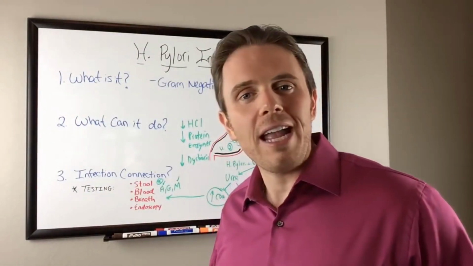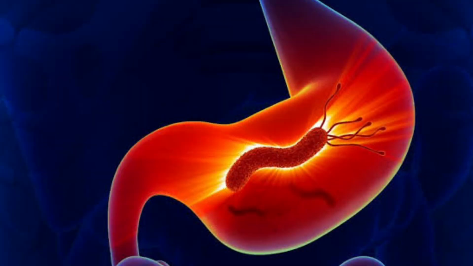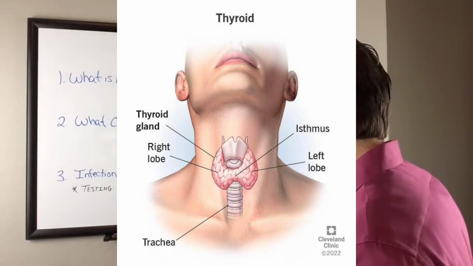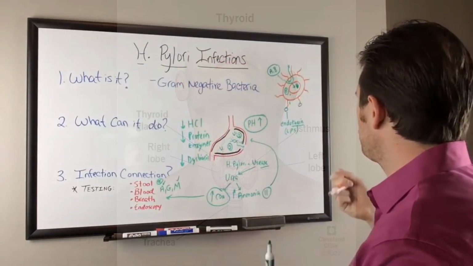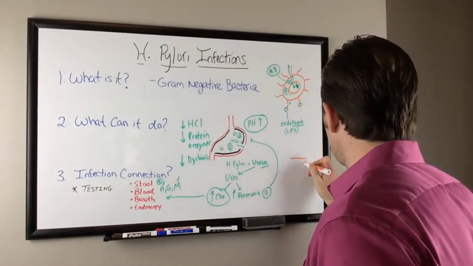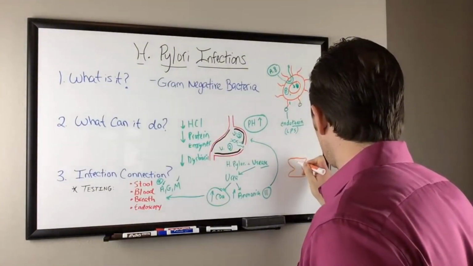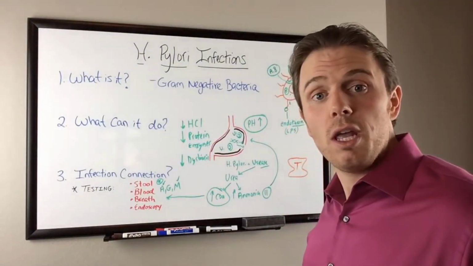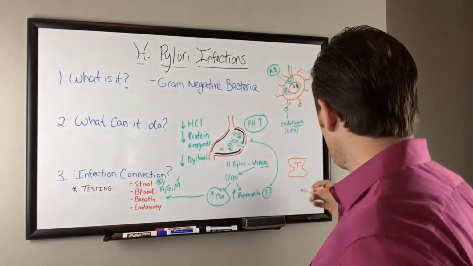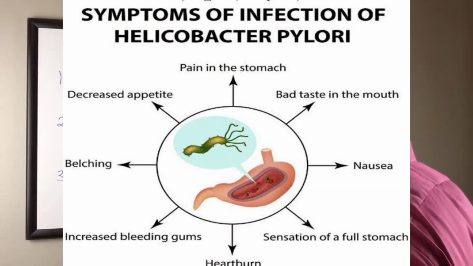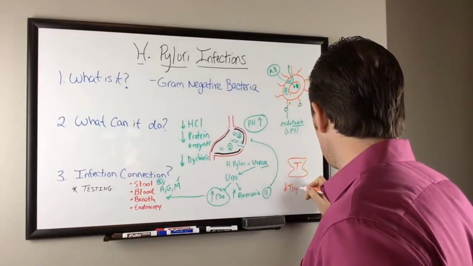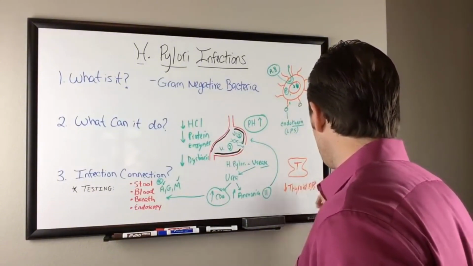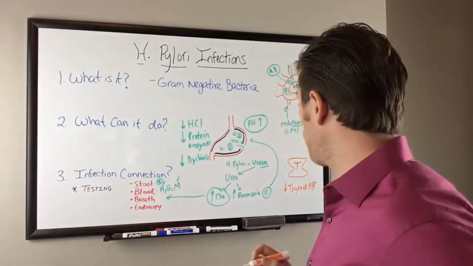And also one more thing, H. pylori is actually proven to increase thyroid antibodies. So here's your thyroid. Let's just draw it in a different color here. Here's your thyroid like this. Your thyroid is the gland that controls your metabolism, and studies have actually shown that when we remove the H. pylori infection, we decrease thyroid antibodies, which means we decrease the destruction of the thyroid gland.